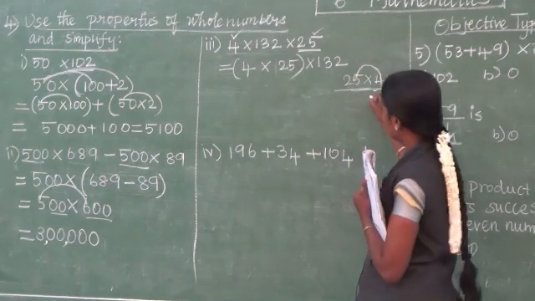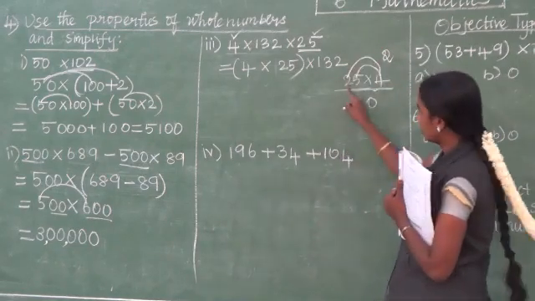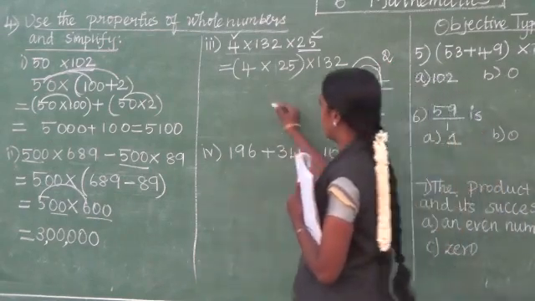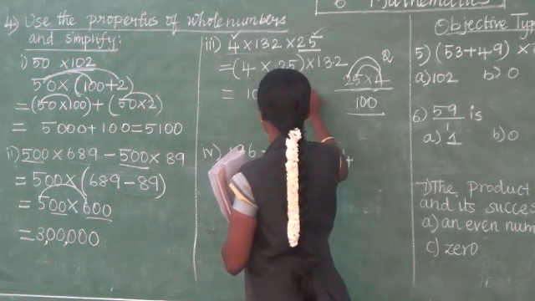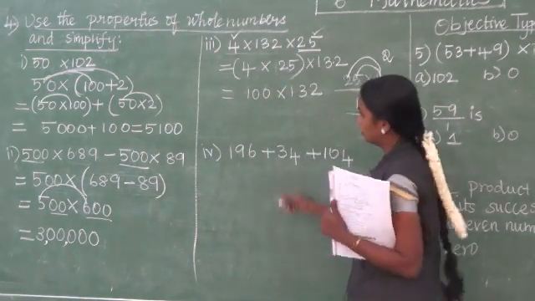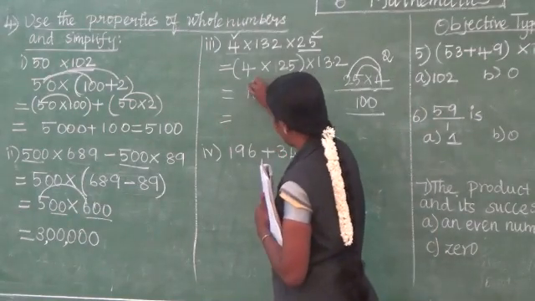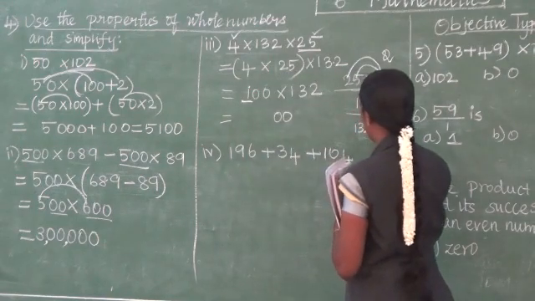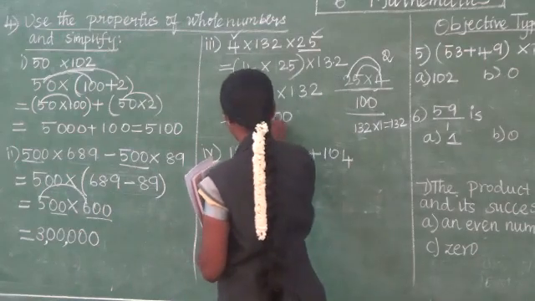4 5s are 20, 0, remainder 2. 4 2s are 8, 8 plus 2, 10. So 25 into 4 is 100 into 132. Now how many zeros are there? 2 zeros. Only number 1 is there. So 132 into 1 is 132. So you can write directly 132.